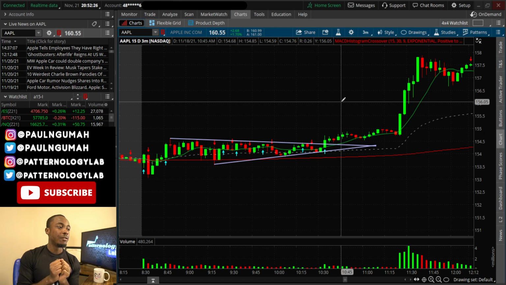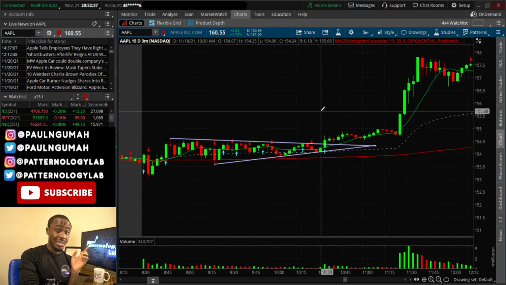What matters is how clean the structure of that chart is and how well the stock is behaving. All right, now if you want another example of this thing right there, I'm gonna show you exactly something similar, which actually happened on Apple the day before.